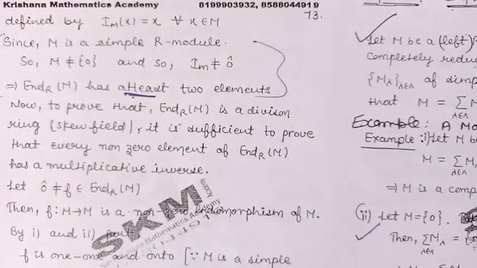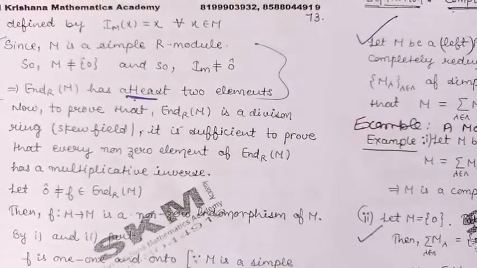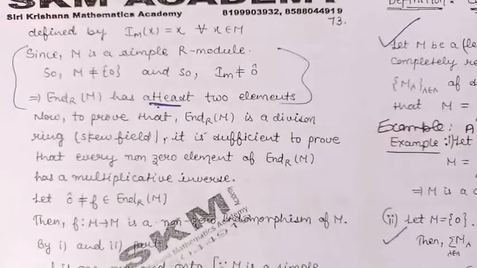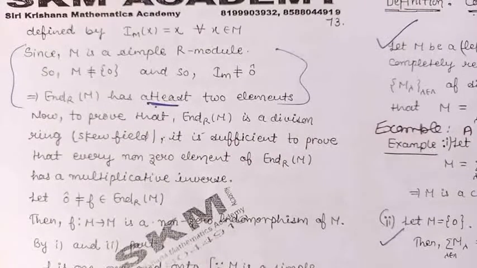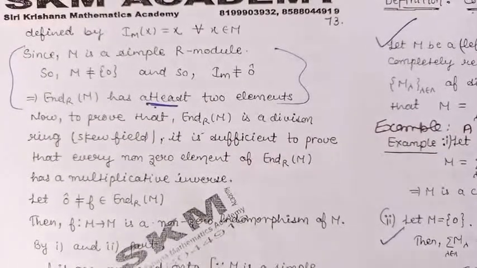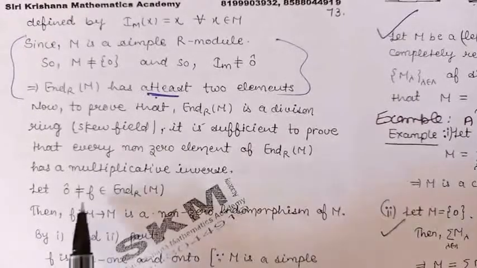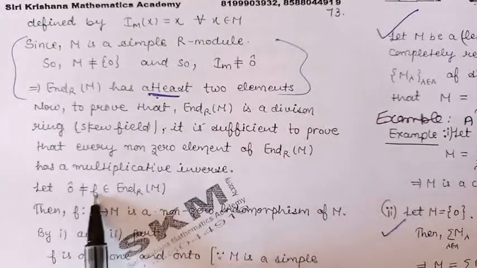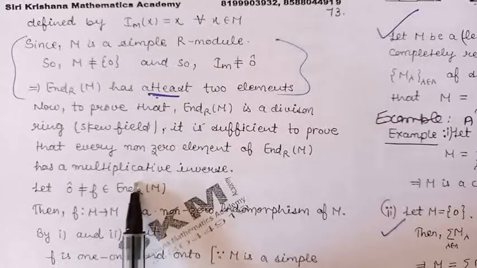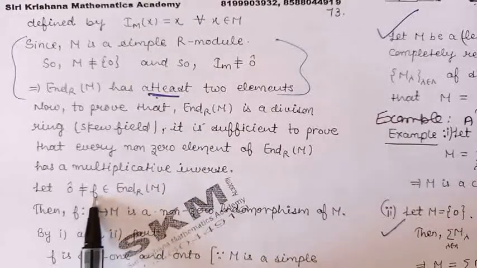So, in order to prove that this is a division ring, it remains to prove that every non-zero element of this ring has a multiplicative inverse. So, let us take a non-zero element f belonging to this ring of endomorphisms, and we have denoted it by f.